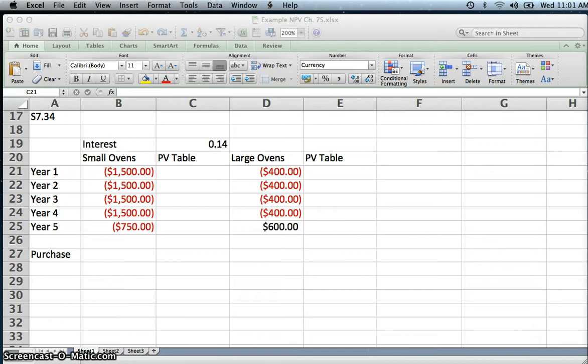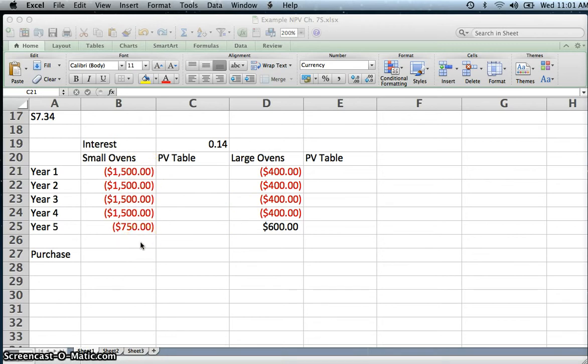And so I'm going to use the data from 7.34 from the supplement. What we're looking at is we have two options here. We have a set of small ovens, 3 of them, or 2 large ovens. And looking at the data, we actually have pulled the cost.